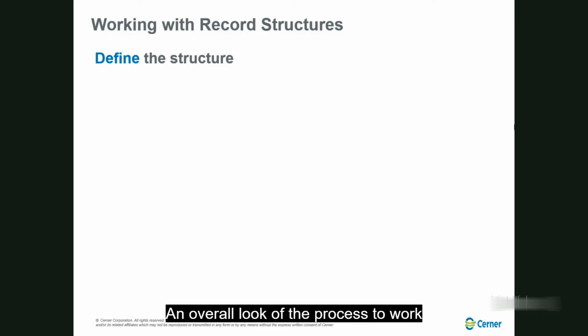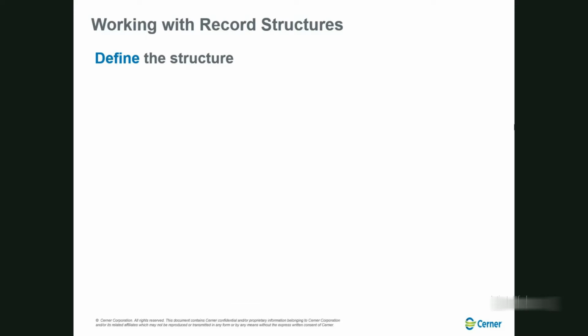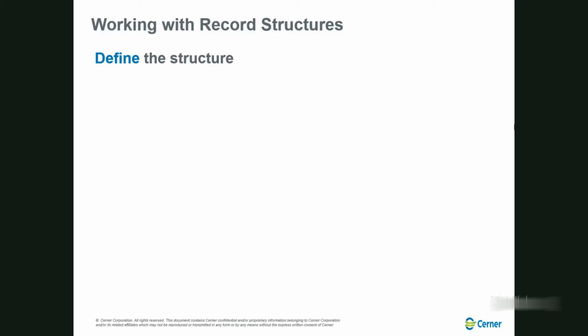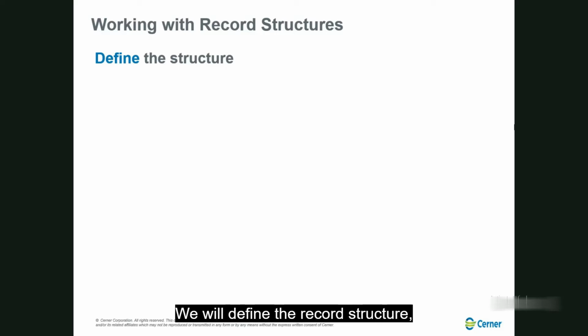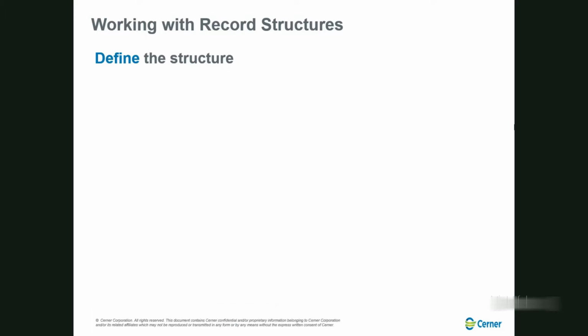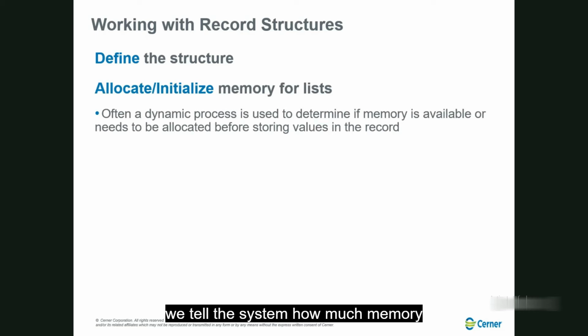An overall look of the process to work with record structures includes to first define what kind of information will be stored in memory. The definition will identify the specific items in any lists of values. We will define the record structure using the record command. Next, we will tell the system how much memory is needed to store the data.